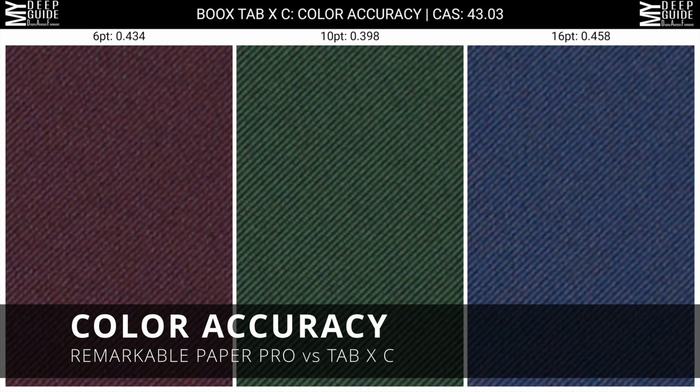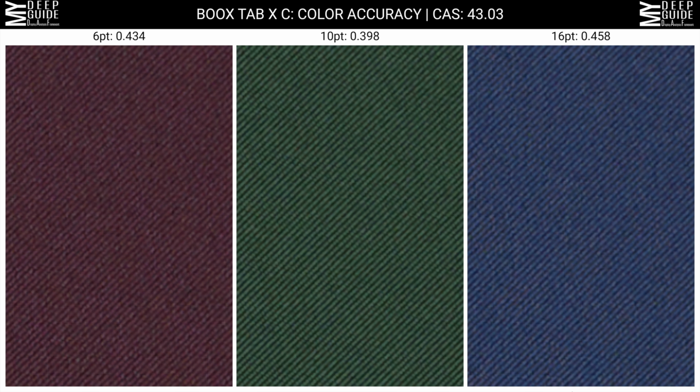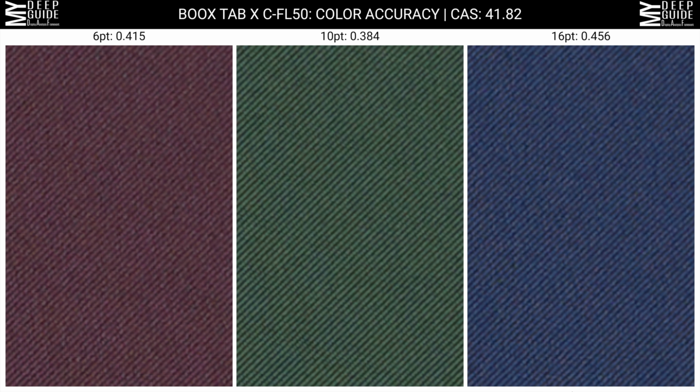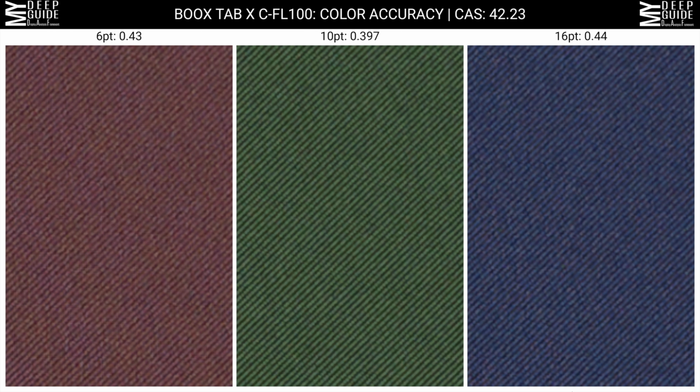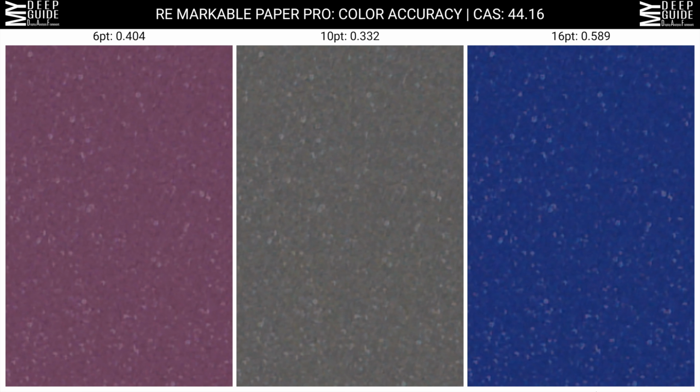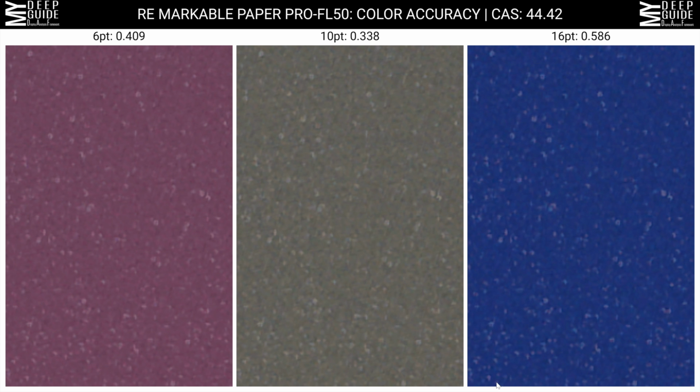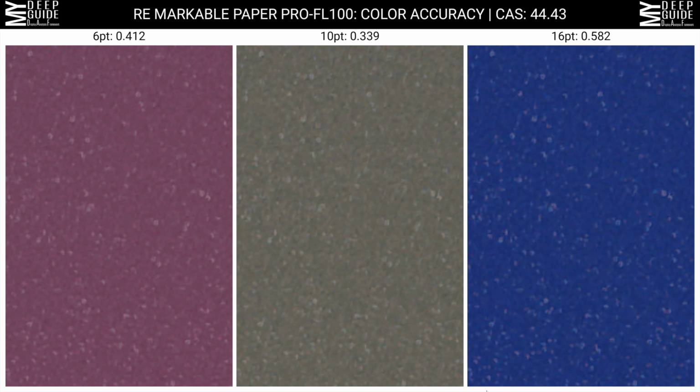Moving on to the color accuracy test, and we can see the results here for the Tab X C without any front light, with the front light set to 50 and the front light set to 100. And here we have Remarkable Paper Pro's color accuracy without the front light at all, with the front light set to 50 and with the front light set to 100. And while we can see dramatically better blue color accuracy and far more saturated colors overall, let's put them side by side so that you can see.